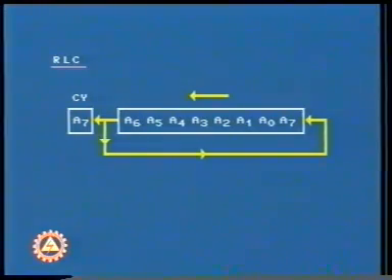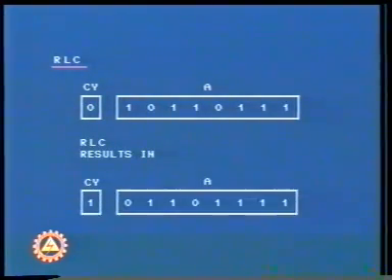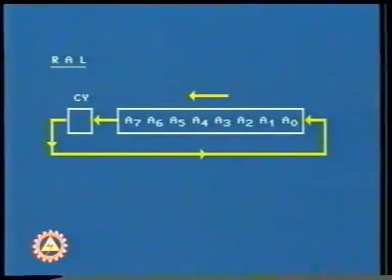Let us take an example. Let CY is 0 and A is equal to 1 0 1 1 0 1 1 1. Executing RLC instruction results in CY to be 1 and A to be 0 1 1 0 1 1 1 1. This instruction treats the accumulator and carry together as if they constitute a 9-bit register.